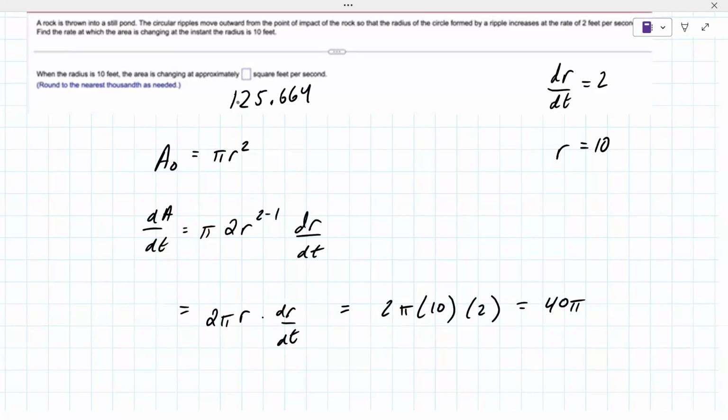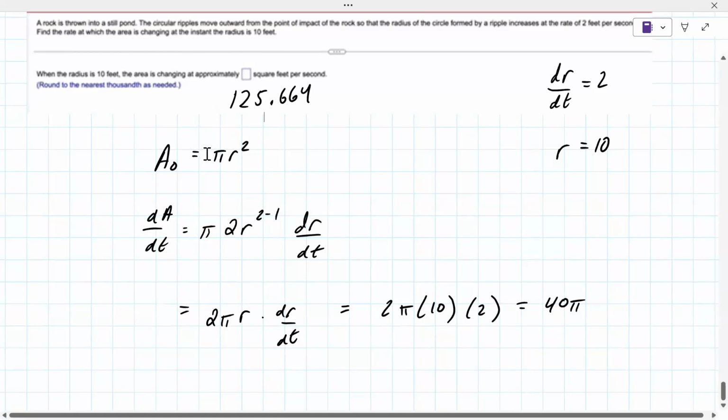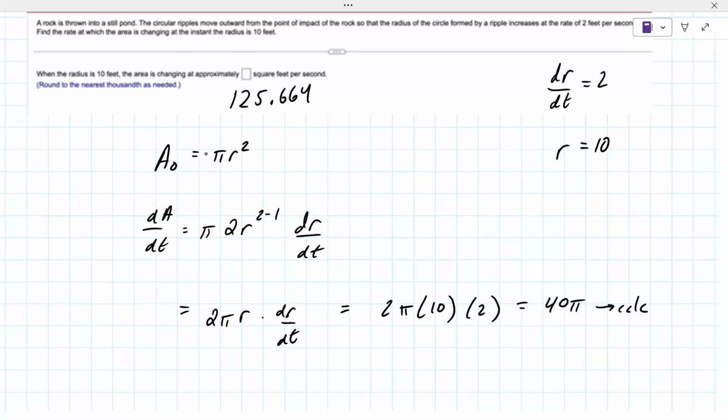So I wouldn't include pi in the answer. You go to the calculator. Yeah, like that.